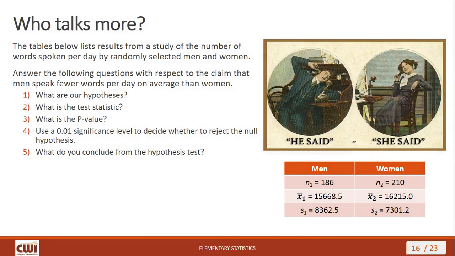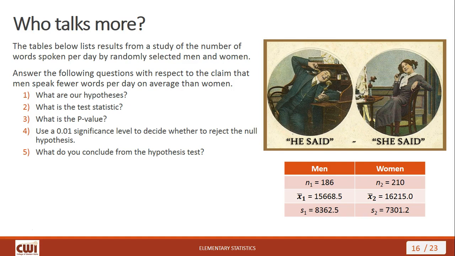Let's look at an example problem to illustrate how this is done in StatCrunch. So here we have a table listing results from a study of the number of words spoken per day by randomly selected men and women. Now we're asked to answer the following questions with respect to the claim that men speak fewer words per day on average than women.